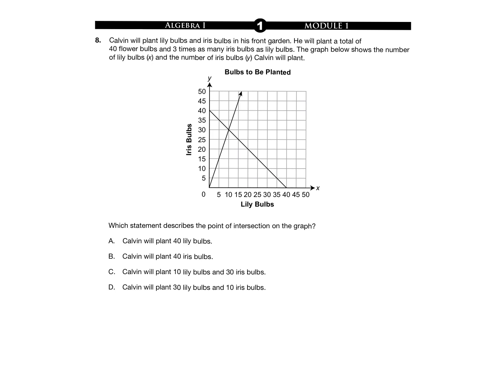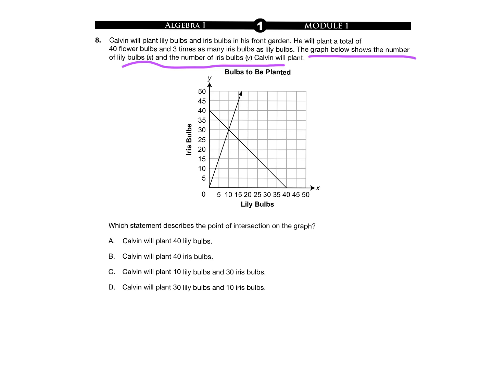Again, here's a problem where they are basically giving us the graph as an answer. They give us a scenario here, and they have said the graph below shows the number of lily bulbs, X, and the number of iris bulbs, Y, that Calvin would plant. So they are just basically asking you to interpret the solution to this graph.